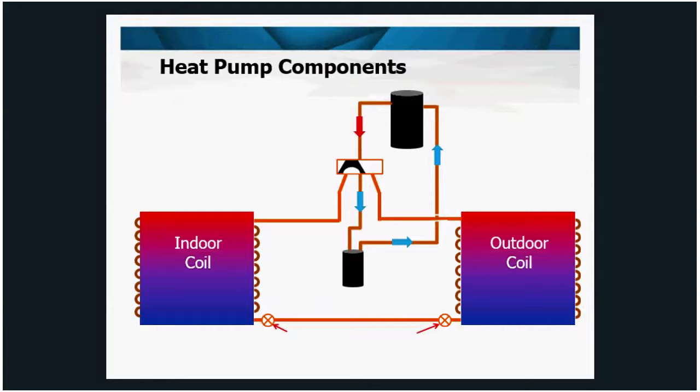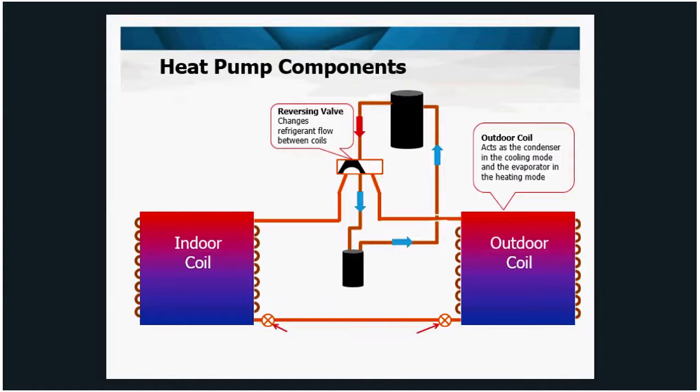One exception being we have a reversing valve. And that reversing valve changes the flow of refrigerant between the indoor coil and the outdoor coil. Which brings me to the next point. We don't call them the condenser and the evaporator with heat pumps. We usually refer to them as the outdoor coil, because in the cooling mode it acts like the condenser coil, and in the heating mode it becomes the evaporator coil.